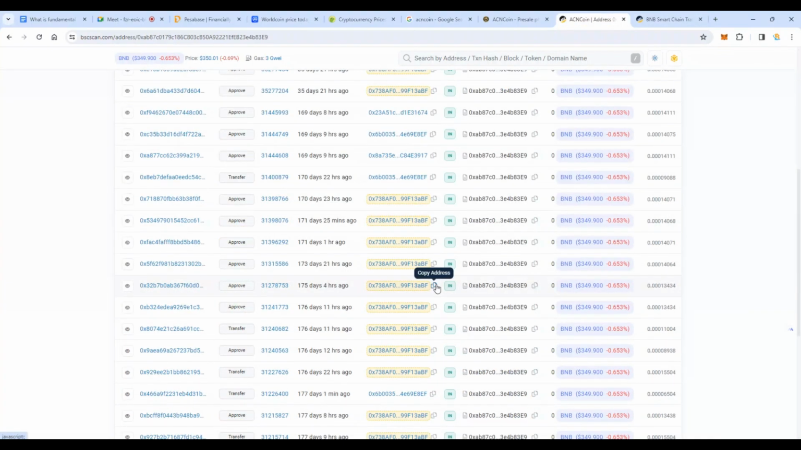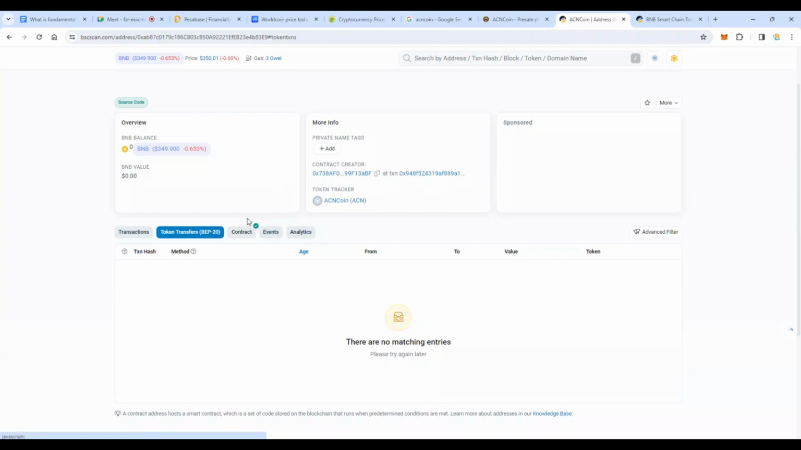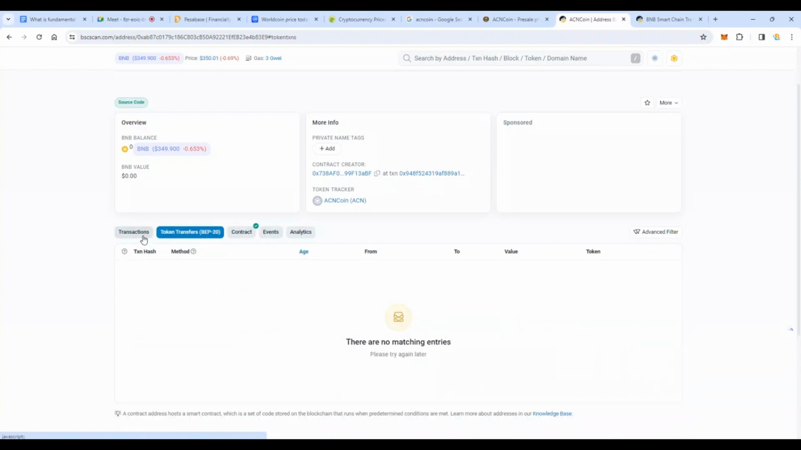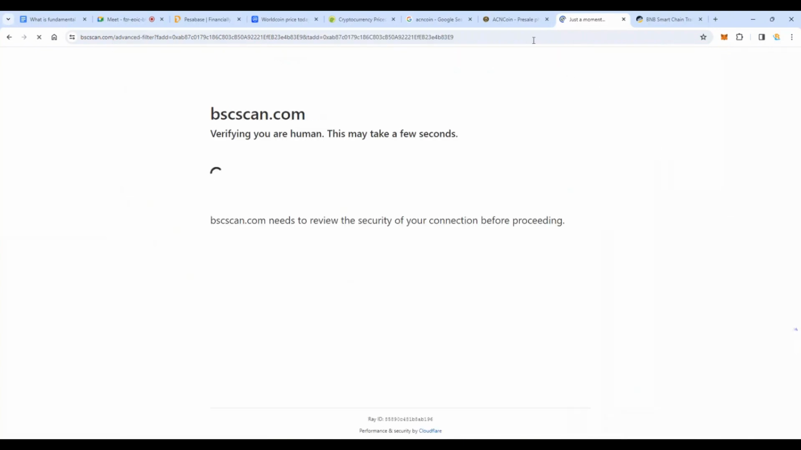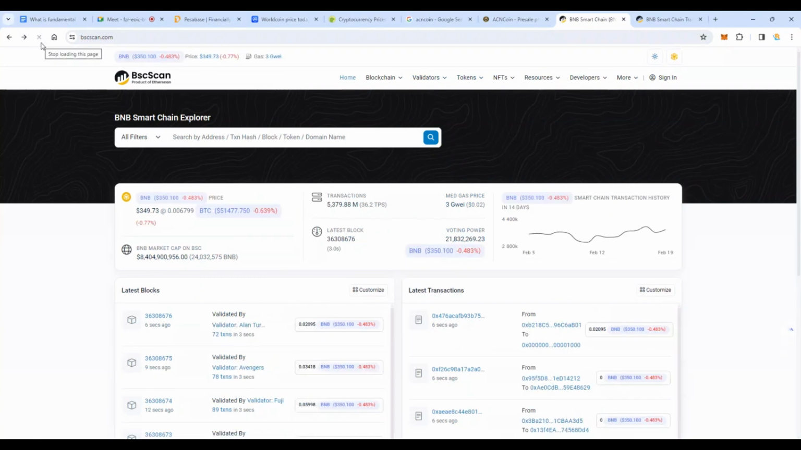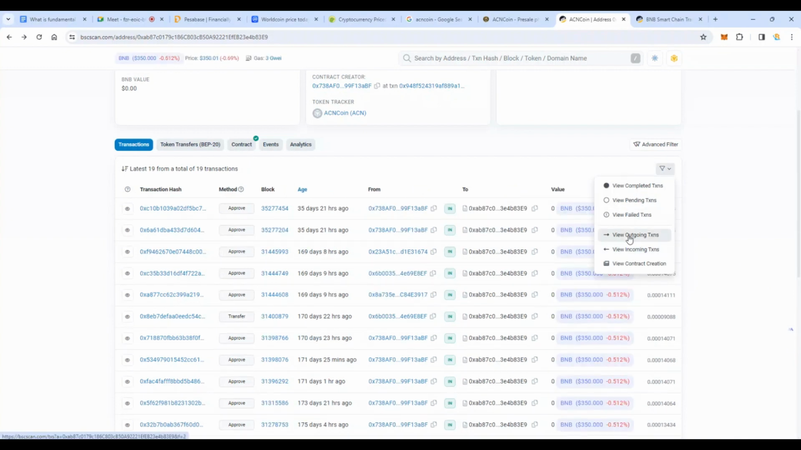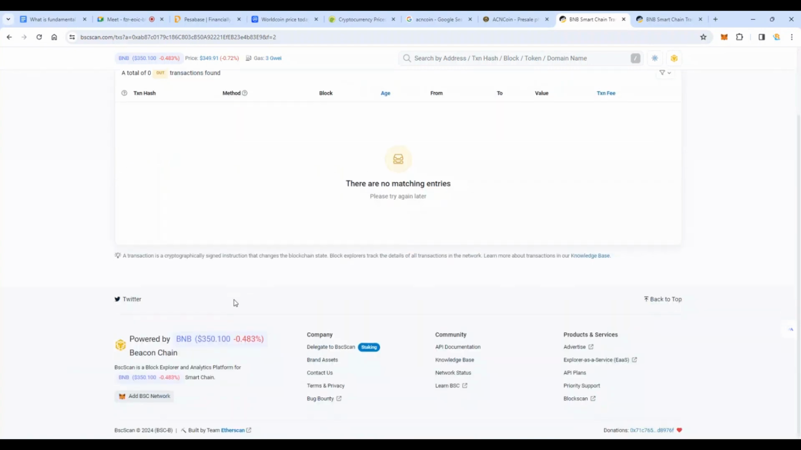Let me see if I can track where this money goes, okay? Just give me a second. So this is the money coming into the contract address. So I want to filter these. Okay, let me go back. Okay, let me filter here and view outgoing transactions. There are no outgoing transactions.